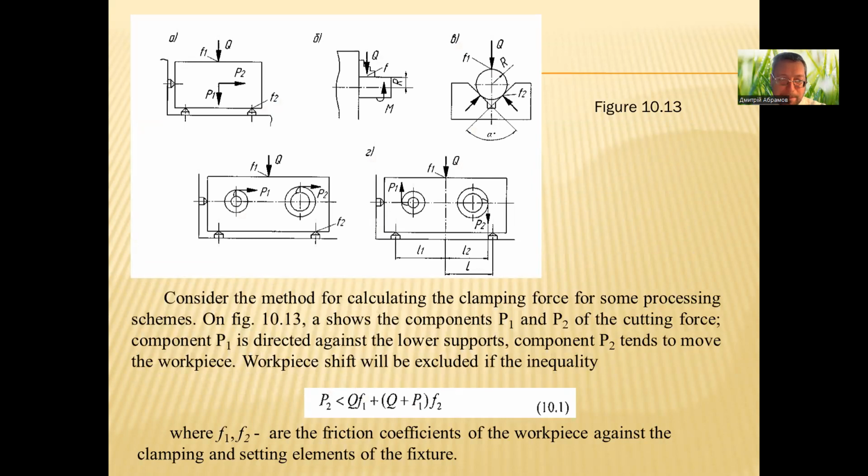Consider the method for calculating the clamping force for some processing schemes. On figure 10.13 are shown the components P1 and P2 of the cutting force. Component P1 is directed against the lower supports. Component P2 tends to move the workpiece.